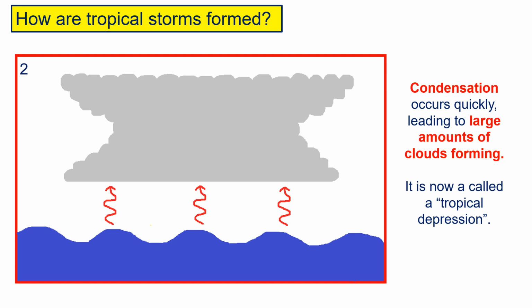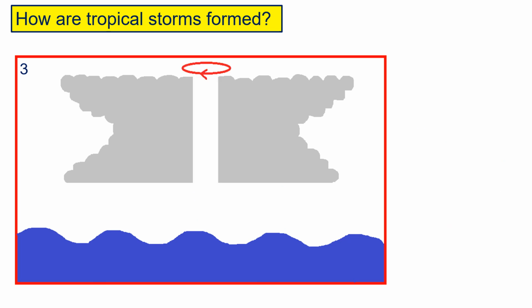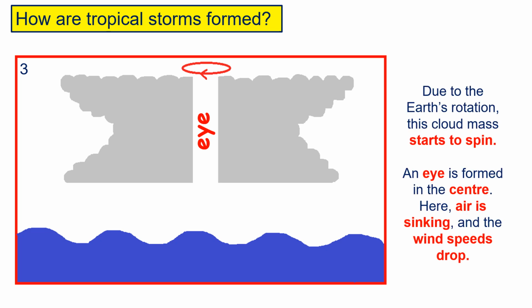And then we go on to step 3. Remember, you can pause it if you want for each picture. Step 3, we've got our clouds, but we've now got a gap between the clouds and it's starting to rotate the storm. And this is called the eye of the storm. So due to the Earth's rotation, this cloud mass starts to spin. An eye is formed in the centre, and here air is sinking and the wind speed drops. So if you want to also draw in a downward arrow in the eye, air is sinking, make sure you get down the notes that the wind speed drops and it's calmer there.